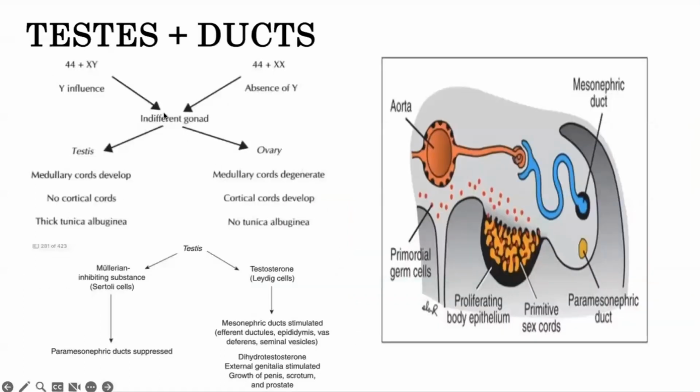Let's talk more specifically about the testes and the male duct system. So we have to cover a little bit of molecular regulation here. So we know that a male embryo is going to have an XY chromosome combination, and essentially that Y chromosome has this gene called the SRY gene, which stands for the sex-determining region on Y. And this gene, when active, is going to secrete something called the testes-determining factor. And the testes-determining factor is then going to allow the proliferation of the primitive sex cords into medullary cords within the medulla of the testes.